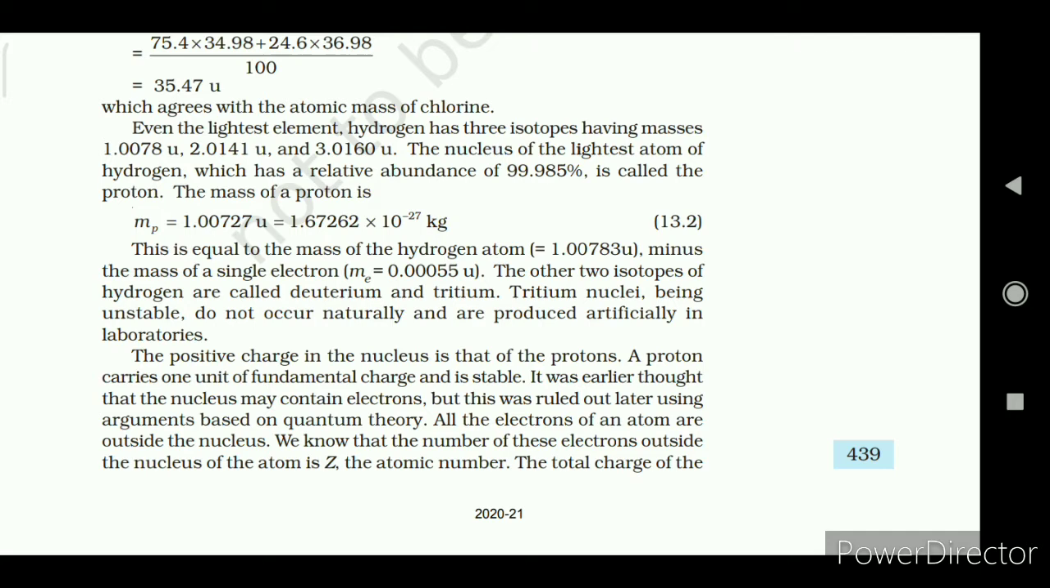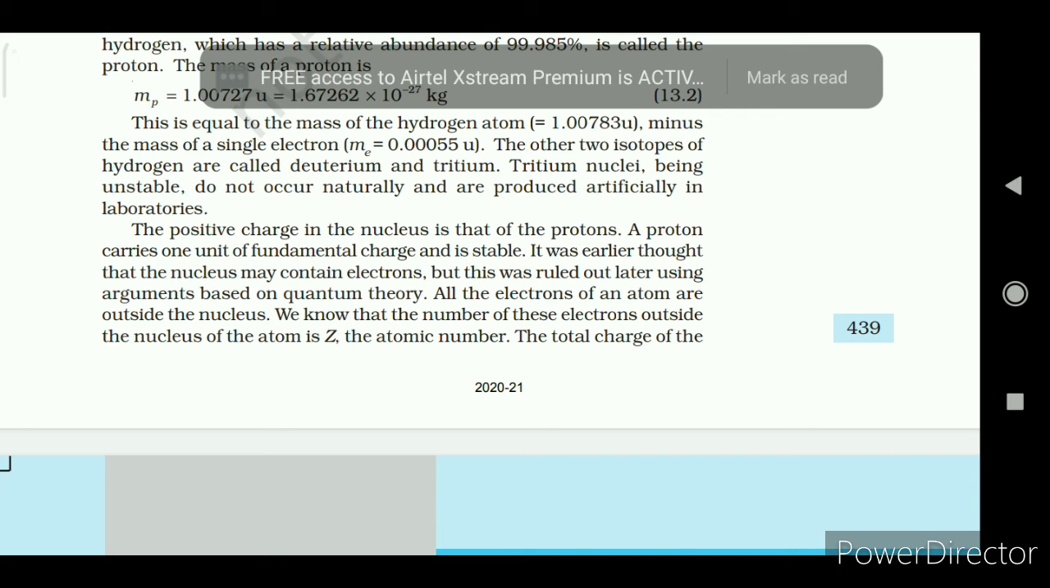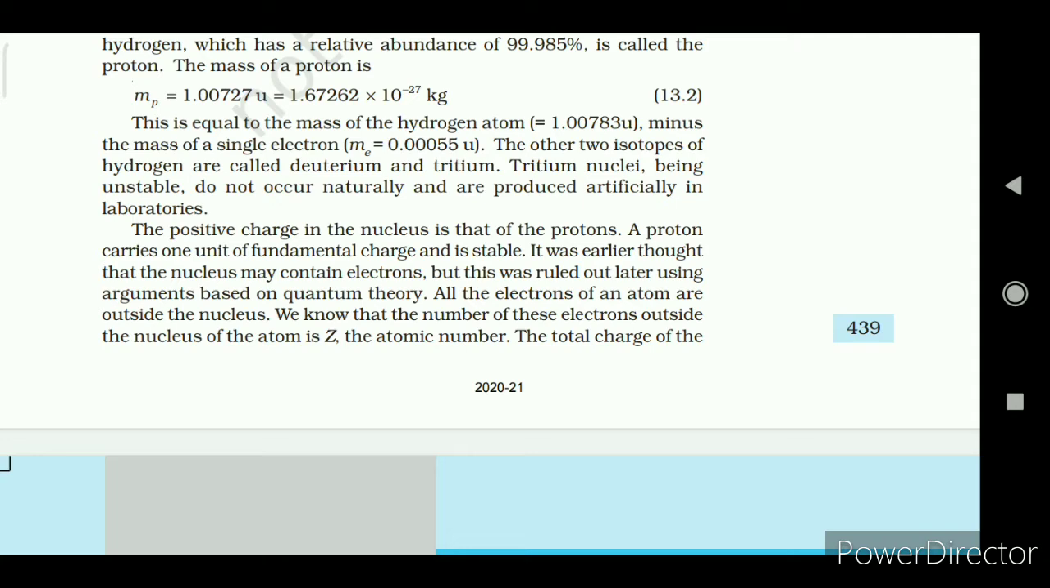Discovery of neutron. Since the nuclei of deuterium and tritium are isotopes of hydrogen, they must contain only one proton each. But the masses of the nuclei of hydrogen, deuterium and tritium are in the ratio 1:2:3. Therefore, the nuclei of deuterium and tritium must contain, in addition to a proton, some neutral matter. The amount of neutral matter present in the nuclei of these isotopes, expressed in the unit of mass of a proton, is approximately equal to 1 and 2 respectively.